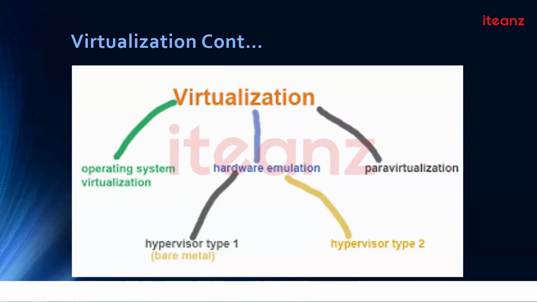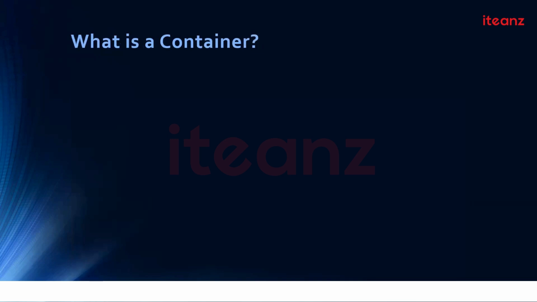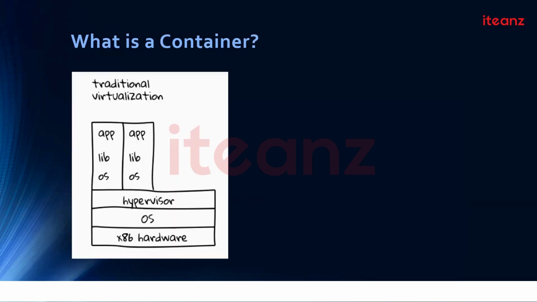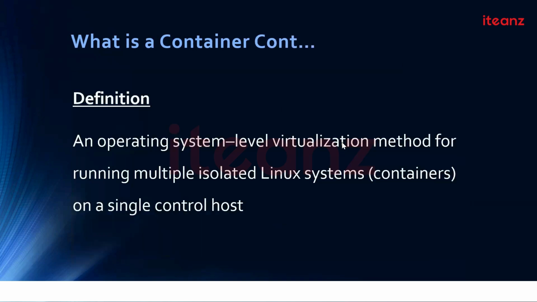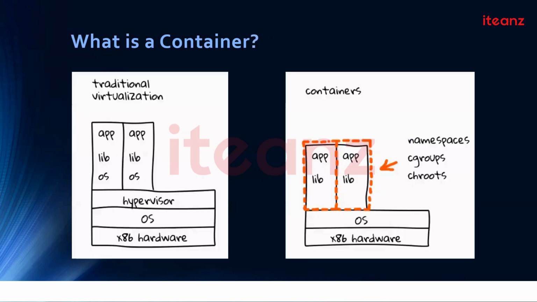Hardware virtualization is different, operating system virtualization is different, and there is paravirtualization as well. So, traditional virtualization has hardware, OS, hypervisor, and separate virtualization containers. In containers you have namespace, cgroups, and chroot. And what is a container? An operating system level virtualization method for running multiple isolated Linux systems on a single control host. This is a single control host.